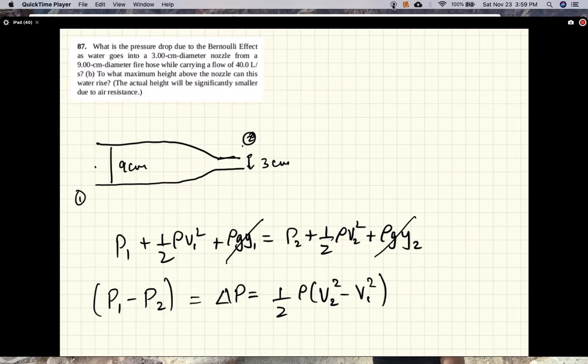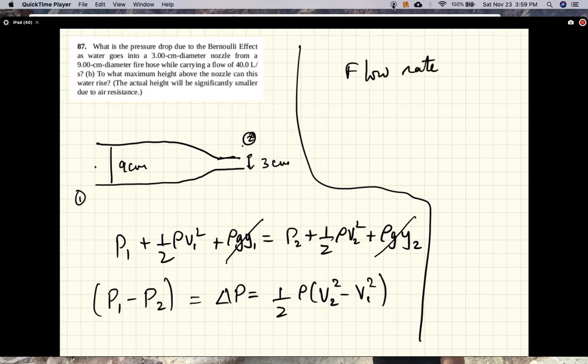All right, so the flow rate is the velocity at location 1 times the area at that location, and that's equal to V2 A2. So V1 is 40 liters per second divided by the area.